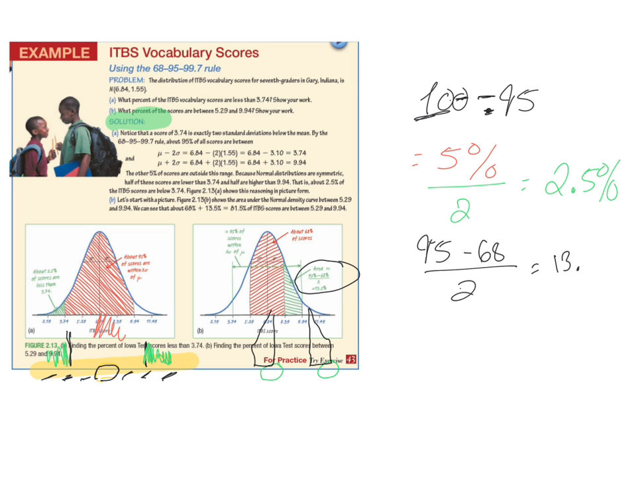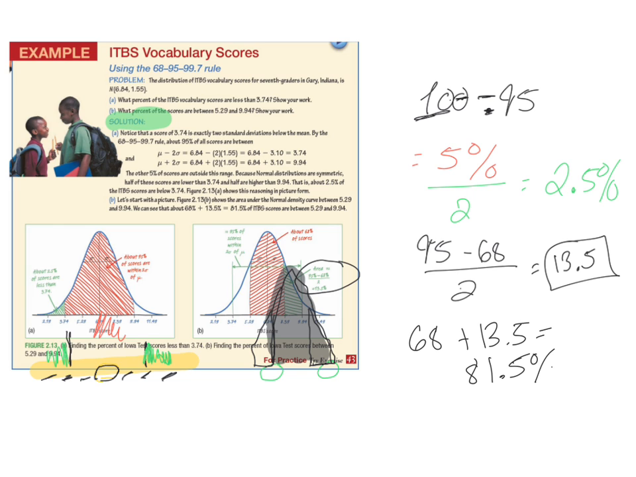that's going to be 13.5. Now, we're not quite done yet, because the problem is asking for this whole area right here. I'll highlight it in black instead of filling it in. We're looking for this area, part of which is the 68%, and the other part is the part we just found, the 13.5. So we're going to add 68 to 13.5, and that's going to be 81.5%. Okay, that's how we can navigate some of these 68, 95, 99.7 rules.